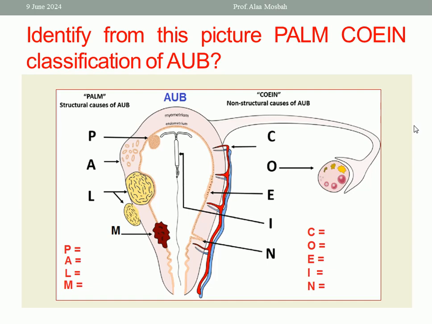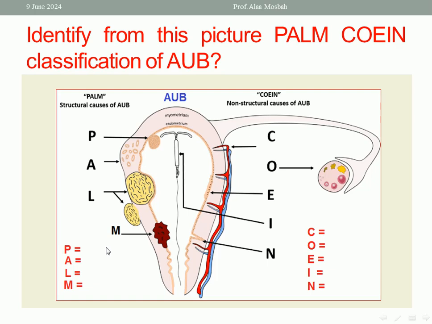Identify from this picture the PALM-COEIN classification of abnormal uterine bleeding. As we all know, the PALM-COEIN classification includes the commonest causes of abnormal uterine bleeding. So, P for polyp, A for adenomyosis, L for leiomyoma, M for malignancy or endometrial hyperplasia. And this is one of the structural causes of abnormal uterine bleeding.